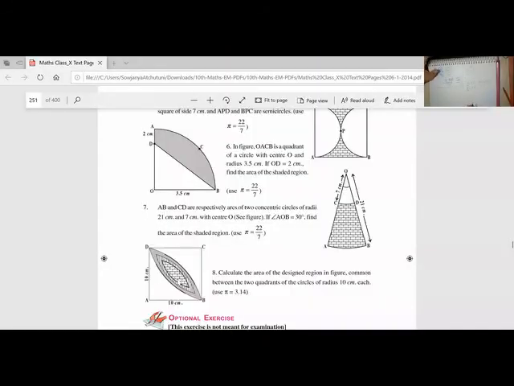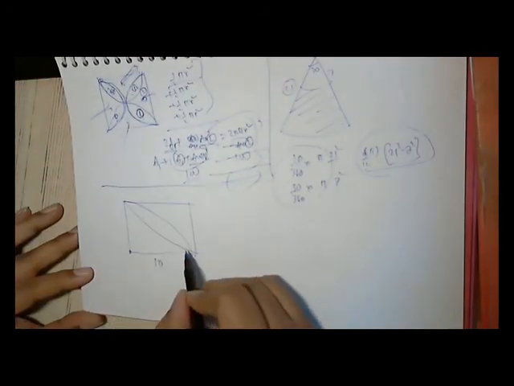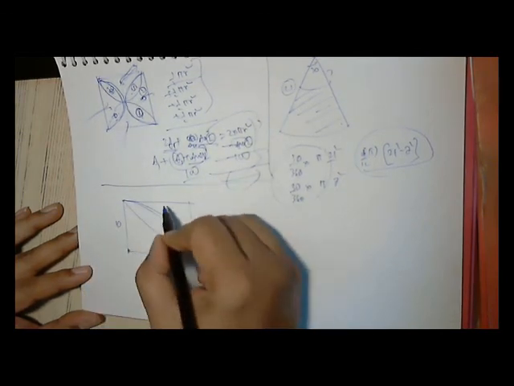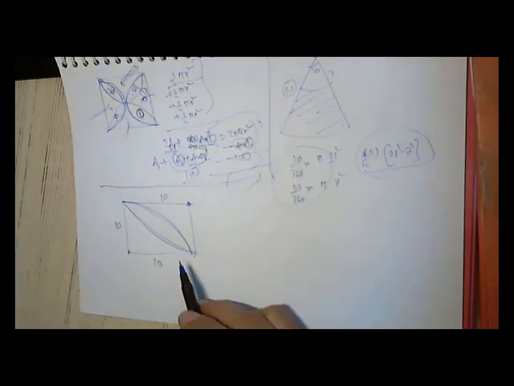We'll see this one. Calculate the area of the designed region in the figure, common between the two circles of radius 10 centimeters each. So let us see. This is 10 centimeters radius. You draw a curve. So this is 10, and you have drawn an arc here. This is also 10, and you have drawn an arc here. So what is this area?